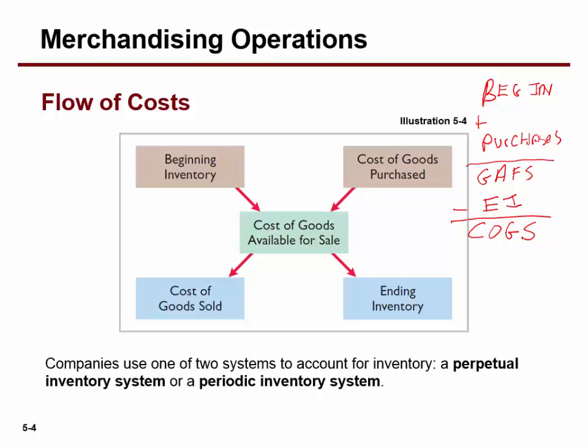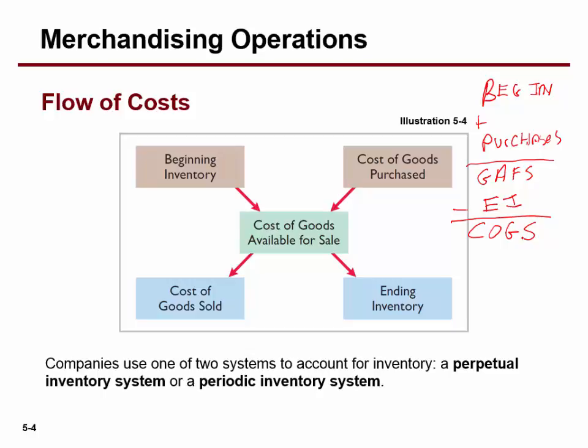Okay, so that's really the way we think about the flow when we're trying to calculate the cost of goods sold. We would have our beginning inventory plus our purchases. That gives us our goods available for sale, minus our ending inventory, equals our cost of goods sold.